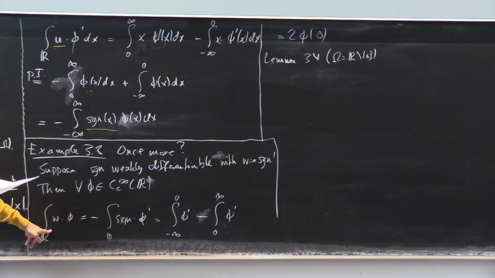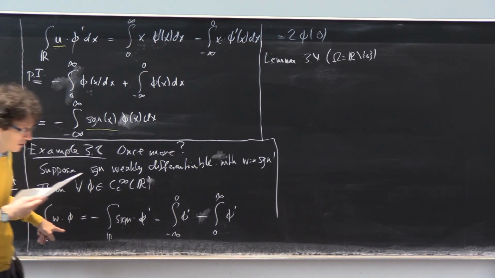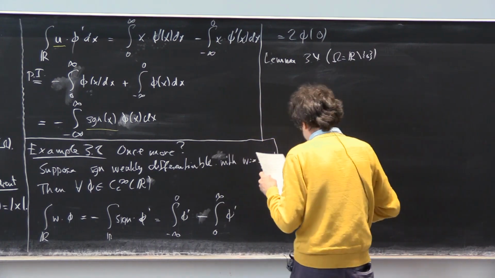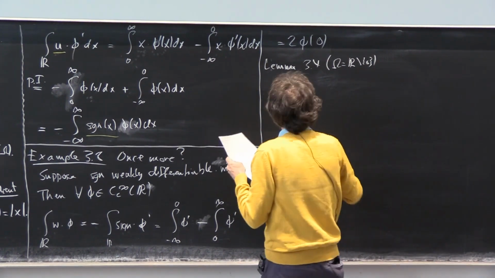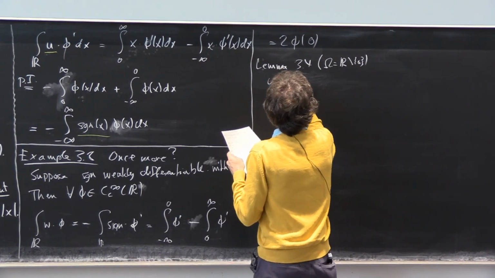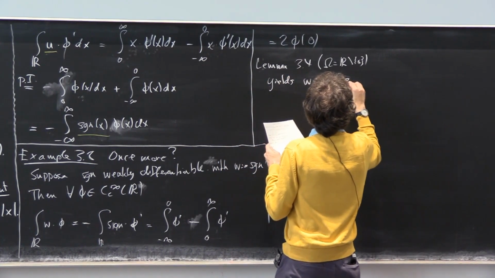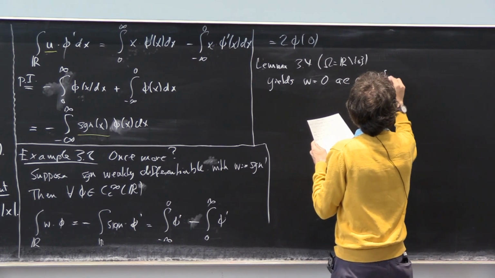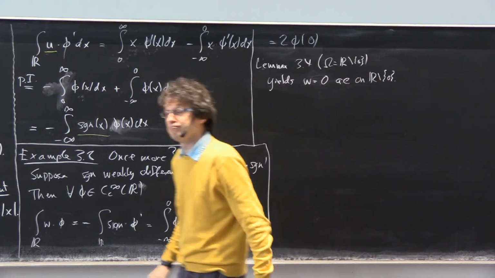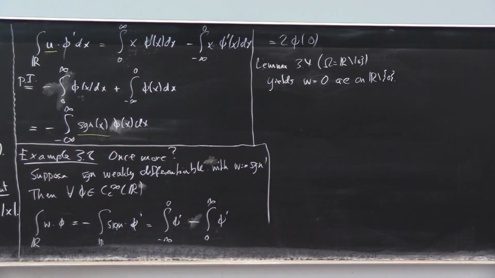So what you find is that for all C_c infinity functions on this omega, this integral is 0. So the fundamental theorem of calculus tells you that w is 0 everywhere outside the origin. And not the fundamental theorem, the fundamental theorem of calculus of variations yields that w is 0 almost everywhere on R without 0. Okay, but the 0 point is also a null set, so w is 0 almost everywhere.